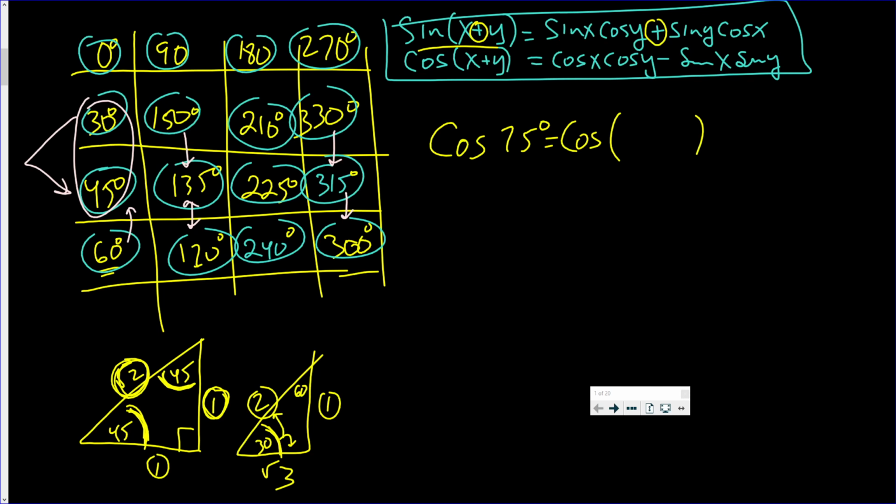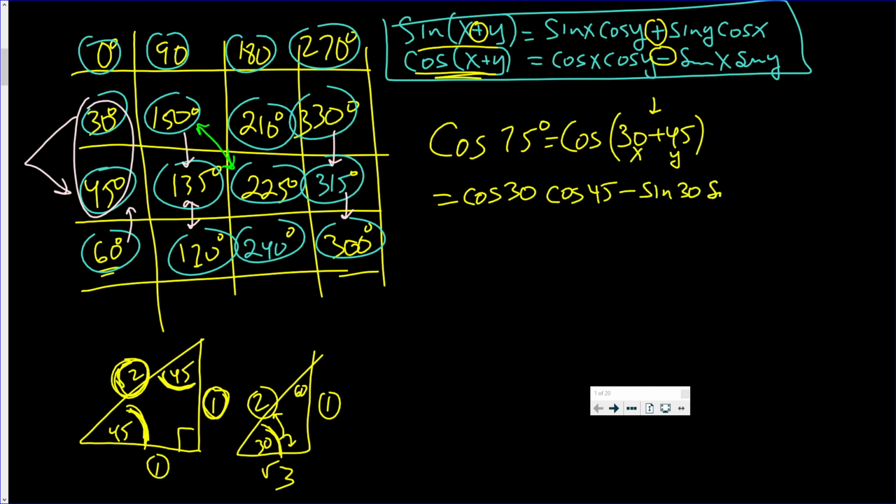And for the record, 225 minus 150 is 75. You can use that formula. 30 plus 45. So that's the second formula, and I even have the plus, so I don't need to change that sign. It's the cosine, we'll call that x and that y. It's the cosine of 30, cosine of 45 minus the sine of 30 times the sine of 45.